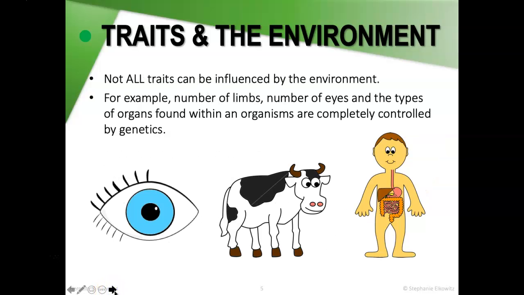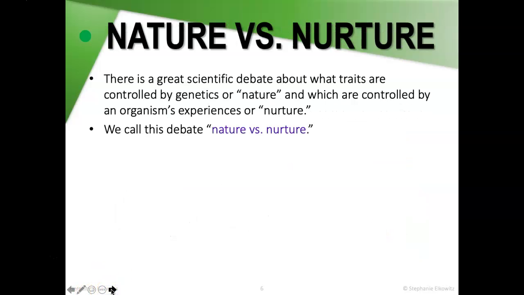Not all traits can be influenced by the environment. For example, number of limbs, number of eyes, and the types of organs found within an organism's body are completely controlled by genetics. There is a great scientific debate about what traits are controlled by genetics, or nature, and which are controlled by an organism's experiences, or nurture. We call this debate nature versus nurture.